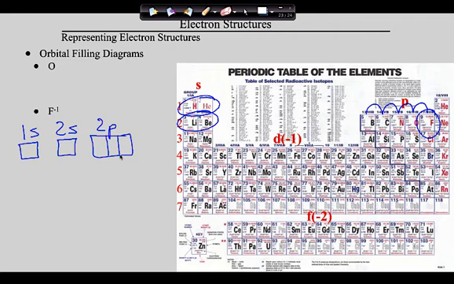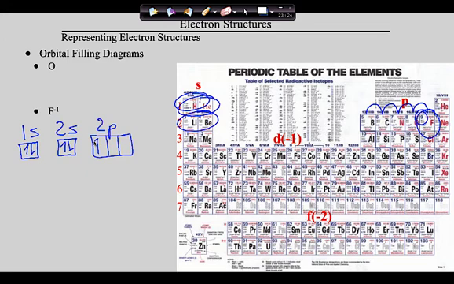fluorine. So electrons 1 and 2 will be in the 1s, 1 up, 1 down. Electrons 3 and 4 will be in the 2s, 1 up, 1 down. Now for fluorine, we need 9 electrons. We've already got 4, so that gives us 5 left to place. So electron 5 goes there.